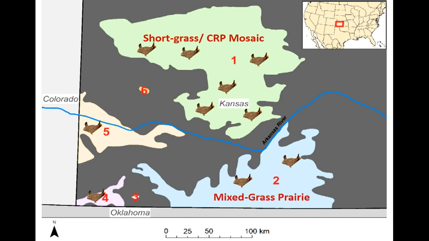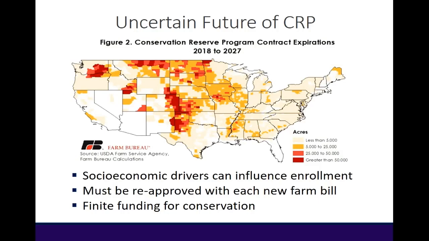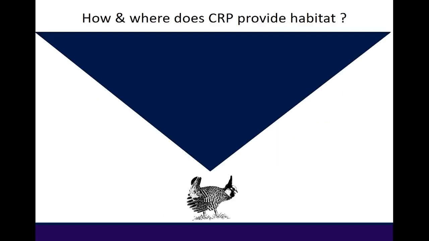So we know that this is an important area for lesser prairie chickens, and we know that CRP is a beneficial tool to some degree, but we need to point out that CRP is uncertain, right? It needs to be reapproved with each farm bill, which occurs every 5 years or so. And there's also some socioeconomic drivers that can influence whether that CRP is going to last on the landscape after those contracts expire. There's also a finite amount of funding for conservation. So using that finite amount of funding, how can we maximize that as a tool?